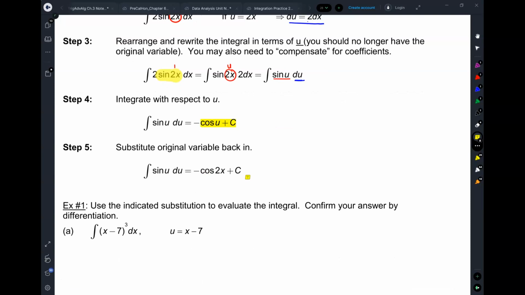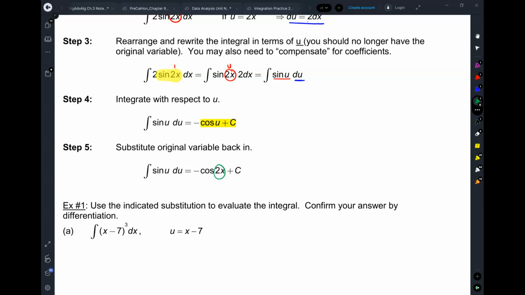Once you integrate the du, that goes away. And then you have to put the 2x back, so you get negative cosine 2x plus c. So this is the process. We couldn't have done it in the way that we were doing it before, because of the inside functions. This is the way you do it.